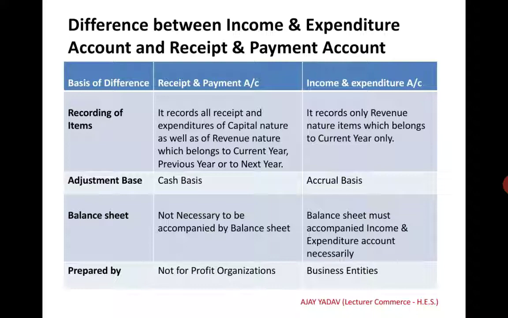Receipt and payment account records all types of receipts as well as expenditures, whether they are of capital nature or revenue nature, or they belong to current year, previous year or next year. But income and expenditure account records only revenue nature items which belong to current year only. So receipt and payment account is prepared on the basis of cash and income and expenditure account is prepared on accrual basis.